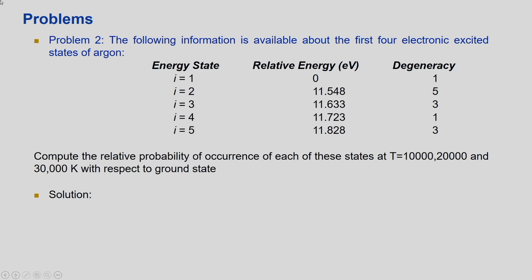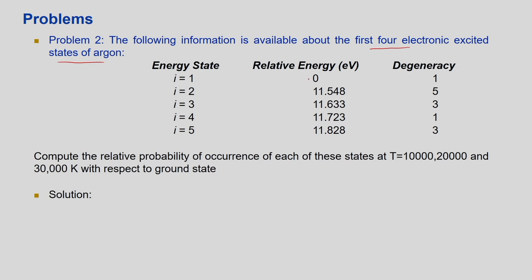Now this problem is a bit tricky. Again this problem is from the book of Sandler. The following information is available. The first 4 electronic excited states are given. Okay. So I have written energy state 1, energy state 2, 3, 4 and 5. So energy state 1 is the ground state. What is the energy state? I can write either energy or relative energy. It makes sense. Why? Because for i equal to 1, we are assuming a monoatomic gas at the lowest ground state, the energy is 0. So whether this is relative energy or absolute energy does not make any sense.